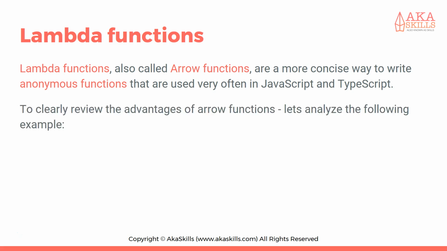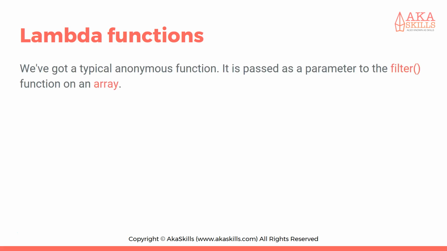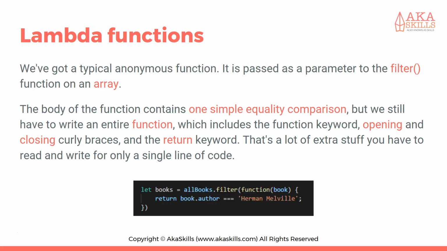To clearly review the advantages of arrow functions, let's analyze the following example. So, we've got a typical anonymous function. It is passed as a parameter to the filter function on the array. The body of the function contains one simple equality comparison, but we will have to write an entire function which includes the function keyword, opening and closing curly braces, and the return keyword. That's a lot of extra stuff to read and write for only a single line of code.